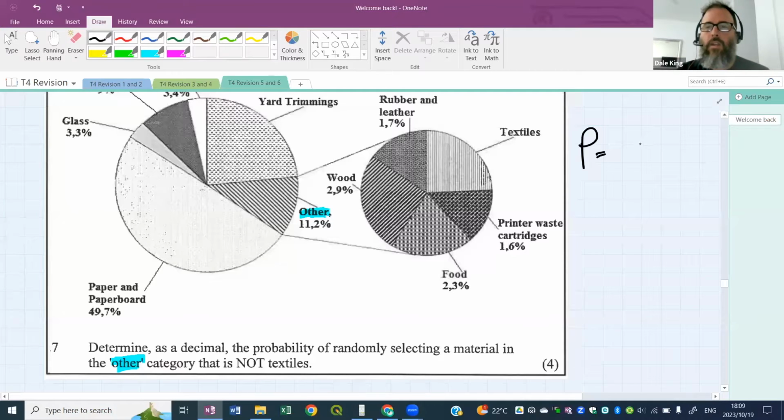And then we need to work out what is the total possible. We've got 1, 2, 3, 4, 5. And we want the ones that are not textiles, which is 4 out of 5. Very good, Charles. Then we need to convert that into a decimal. You know that 4 out of 5, or you can just get the calculator to help you, is 0,8.